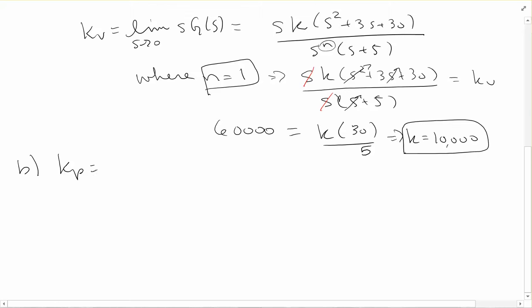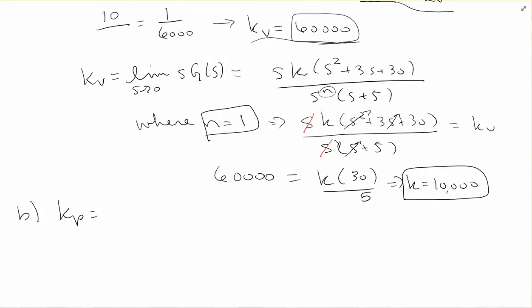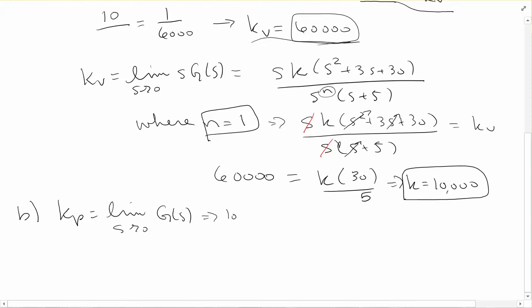So kp, if you remember, if we go back to this table that we had, if I can switch back to it. Yeah, I can't switch back to it. But kp, if you remember, is going to equal the limit, as s goes to 0, of g of s. Okay? So we know what g of s is. We have k, we have n now, so we can plug those in. So we're going to have 10,000 times s squared plus 3s plus 30. We're going to put that over s times s plus 5.